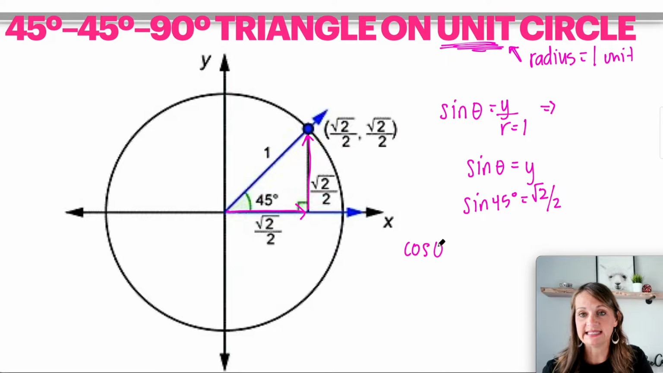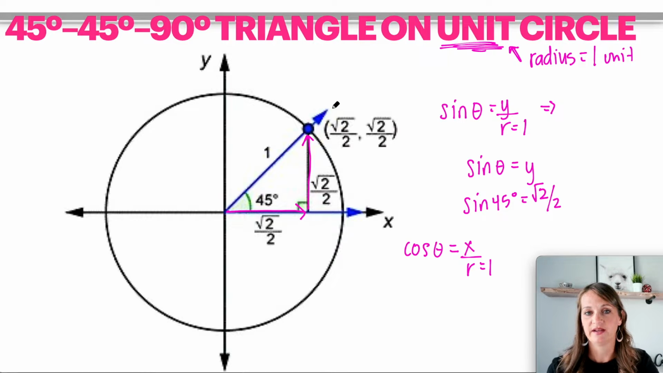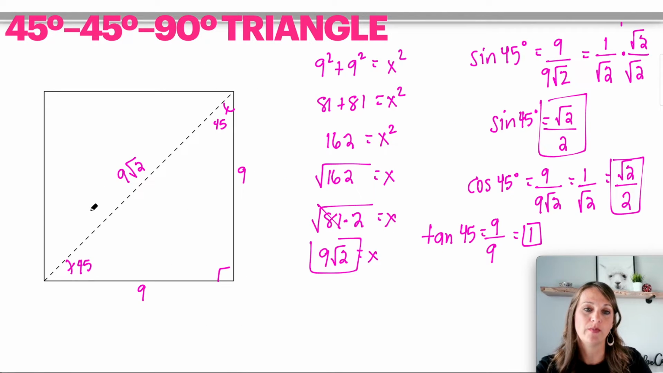Cosine is the exact same thing. X over r, but in this case, r is 1 unit. So at 45 degrees, your x and y are going to be the exact same coordinate points, which it should, because a 45 degree means that's 45 degrees and it's an isosceles triangle. And then based off of what we just learned, no matter how big or how wide the square is going to be, it is always going to turn into square root of 2 over 2.